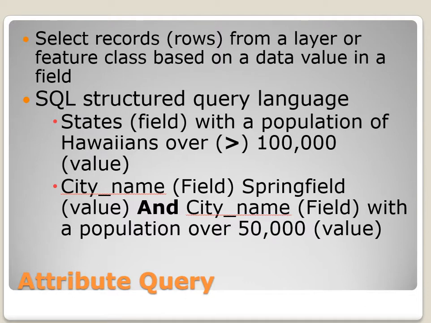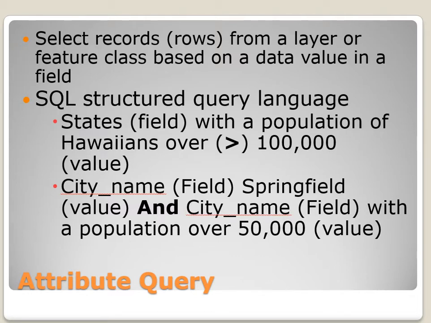So I could have a data layer that has all 50 states in it, and each state has different attributes. It might have the name of the state, or it might have the number of children under the age of 15, or it might have the total population. And so in this particular data layer, I wanted to go into the states layer, and the field I was looking for was the population field, and then the query was I wanted the number of Hawaiians, so I looked at the population data for Hawaiians over 100,000, greater than 100,000. So that would be one aspect.